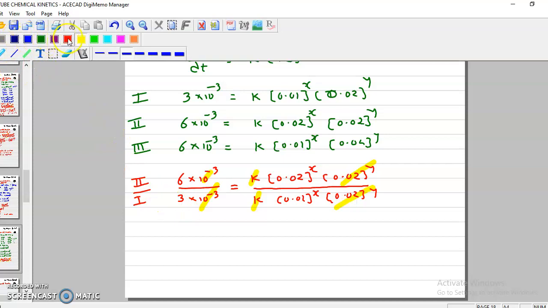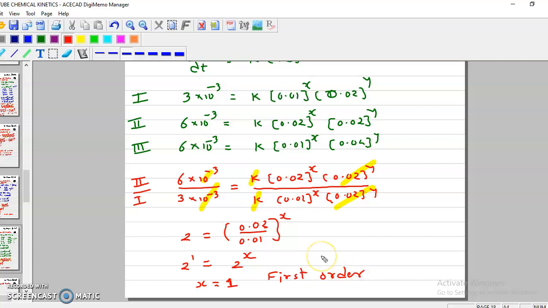And now we got 6 by 3, that is 2, is equal to 0.02 upon 0.01 raised to x, and that is 2 raised to 1 is equal to 2 raised to x. Therefore x is equal to 1. So with respect to hydrogen, the order of reaction is first order.